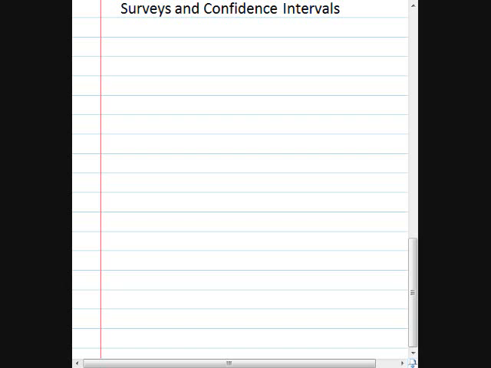The idea of the survey is that we don't want to have to ask every single person in the population, so we'll ask a sample of the people in the population. If we asked a sample of the people in the population, do you like the color red, and then took the number of people who said yes and divided it by the total number of people we asked, that would be called our sample proportion. And we'll use the letter P to stand for the sample proportion.